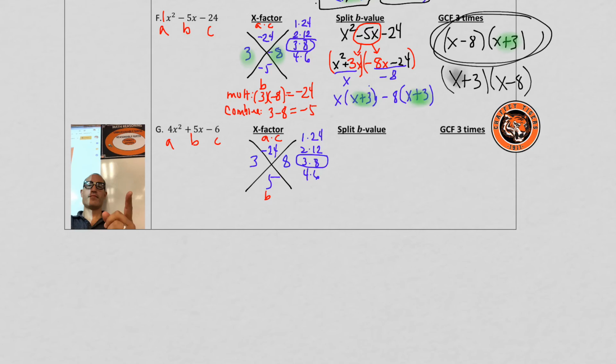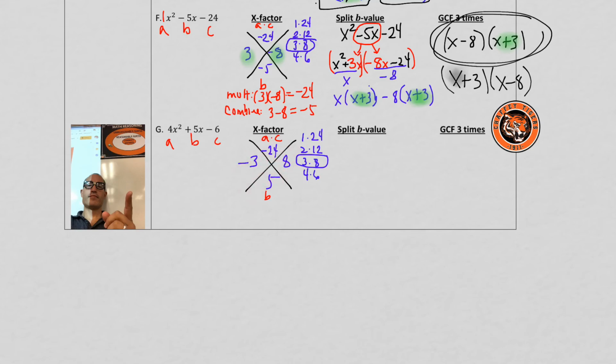Now in this case, notice how this is a plus 5. So 3 plus 8 is 11. That's not going to work. But if I make the 3 a -3, then 8 times -3 is -24, so that works. At the exact same time, 8 minus 3 is 5. So this is a completed puzzle.